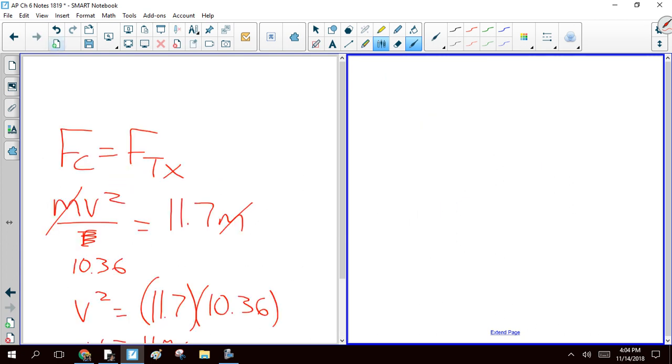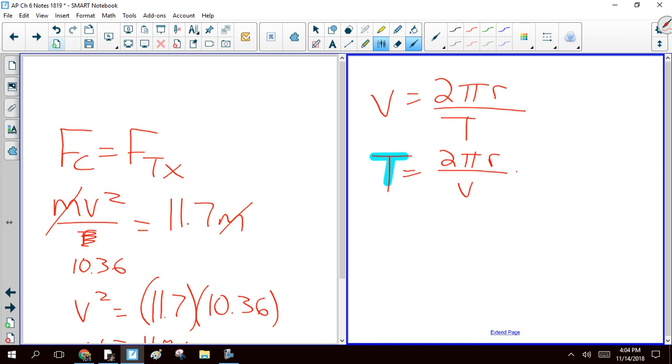And so the question wanted to know the period. So v is 2 pi r over the period. Let me do the algebra first. That means our period is 2 pi r over our velocity. So 2 times pi times 10.36 over 11 meters per second. And it gives you pretty close to 5.9 seconds.